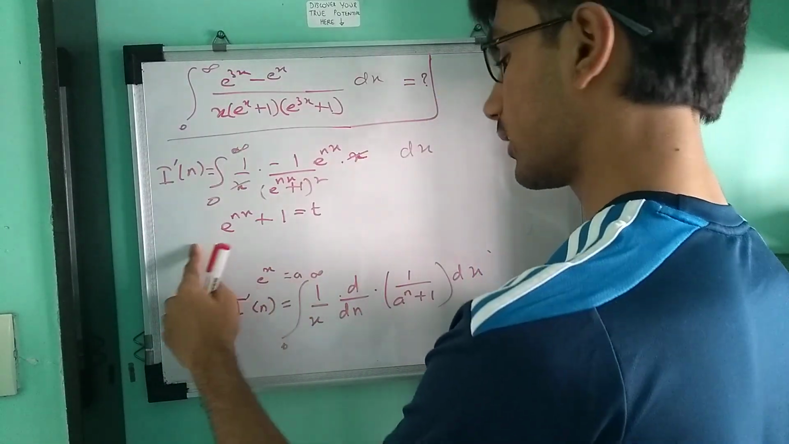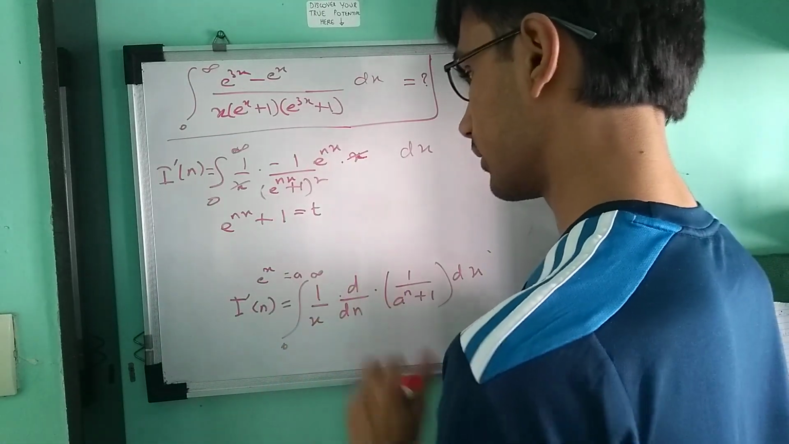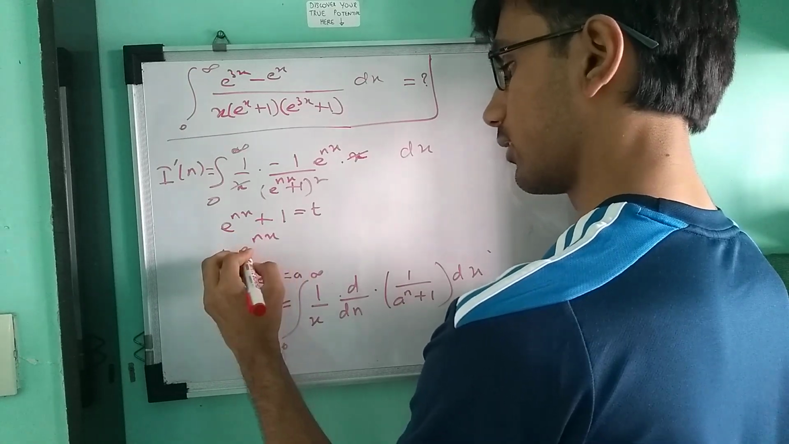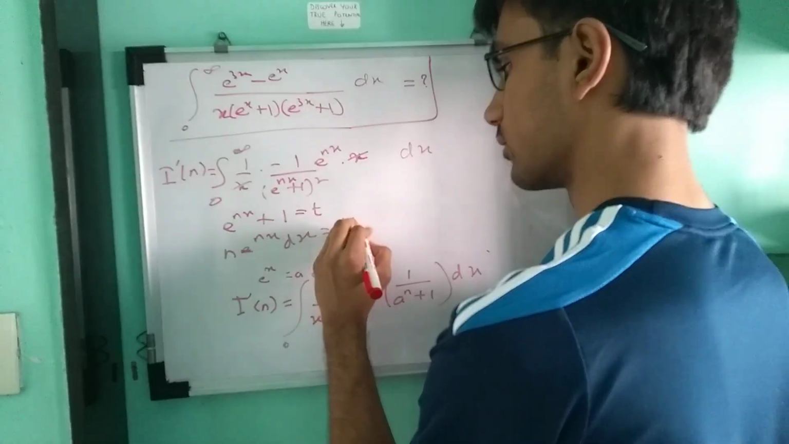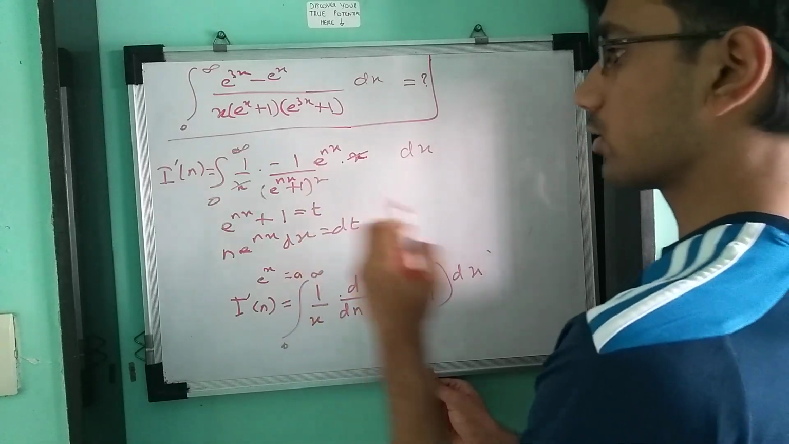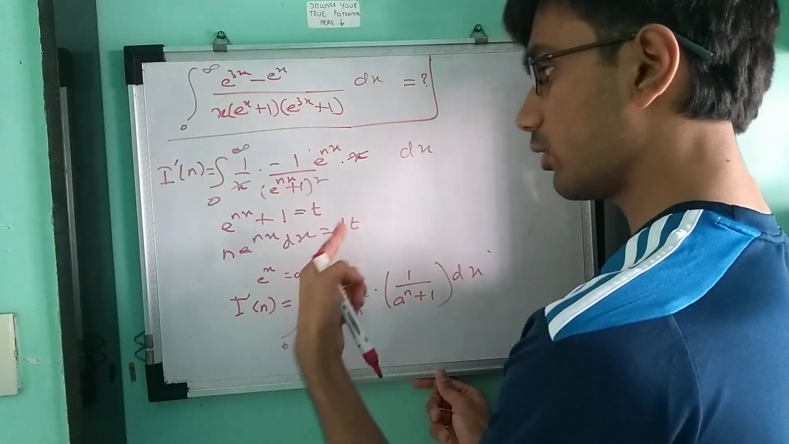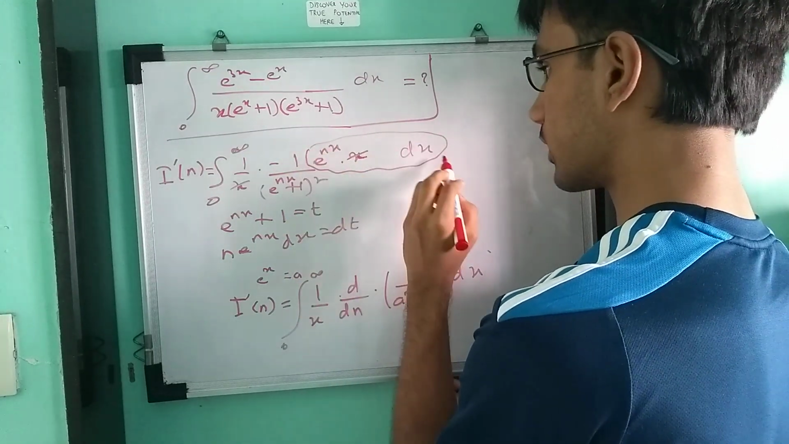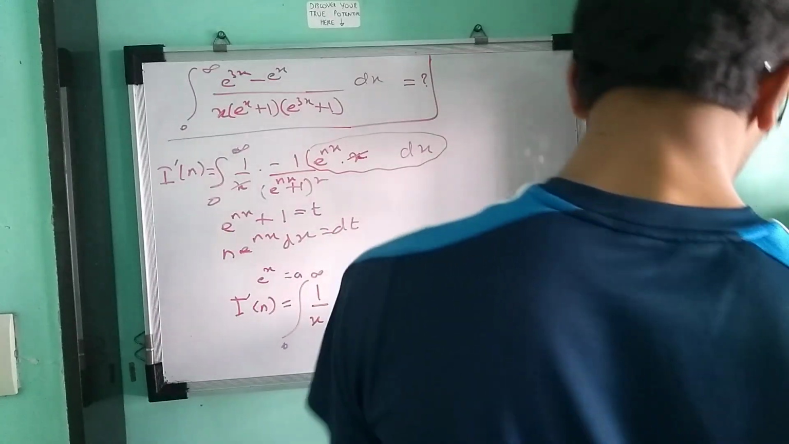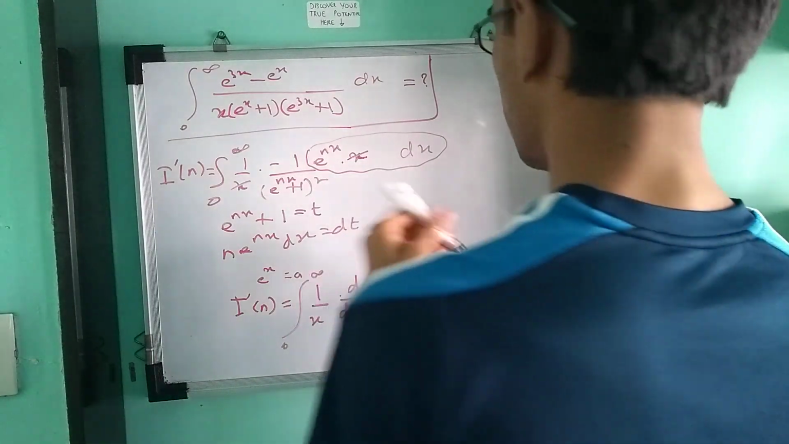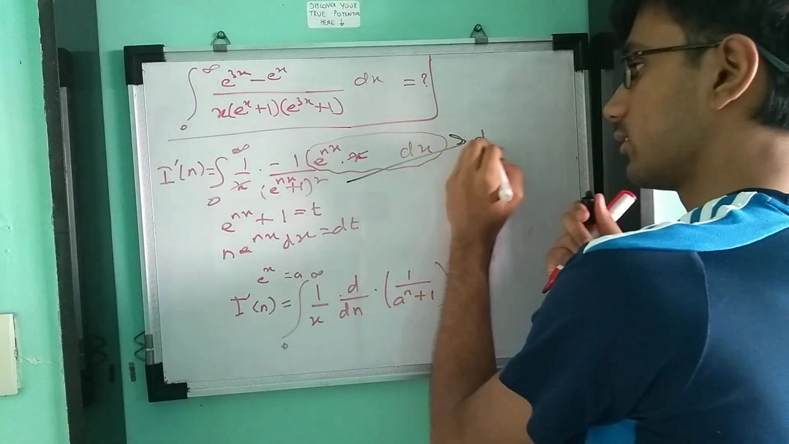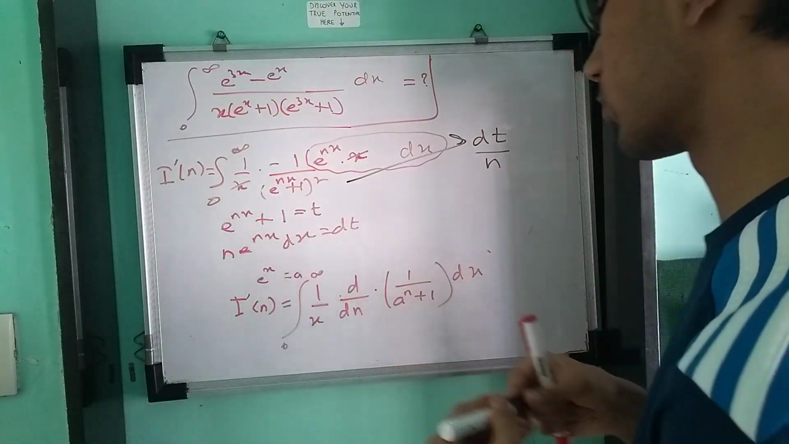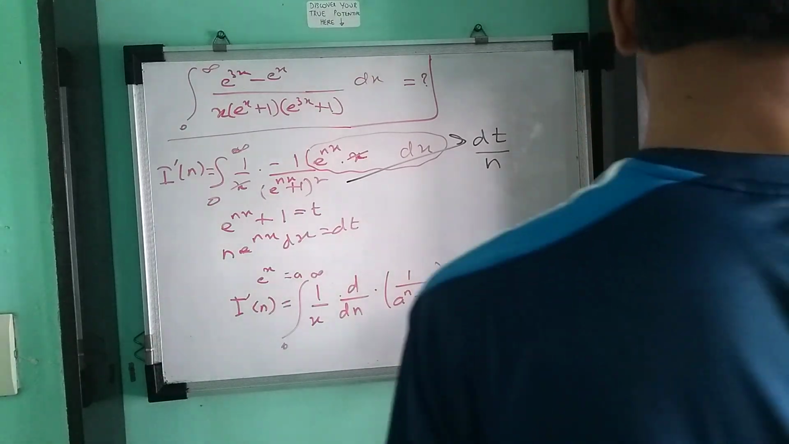Okay, so I'm taking e to the power nx plus 1 as t. Let me differentiate on both sides. I'll get n e to the power nx dx is dt, right? So if you notice, if I rewrite this in terms of t, this e to the power nx dx will become dt by n. One minute. This will become dt by n, and this will become minus 1 by t square. Right, I'll erase this also.